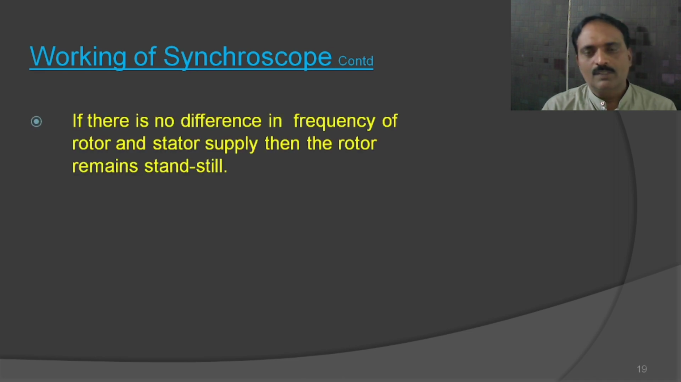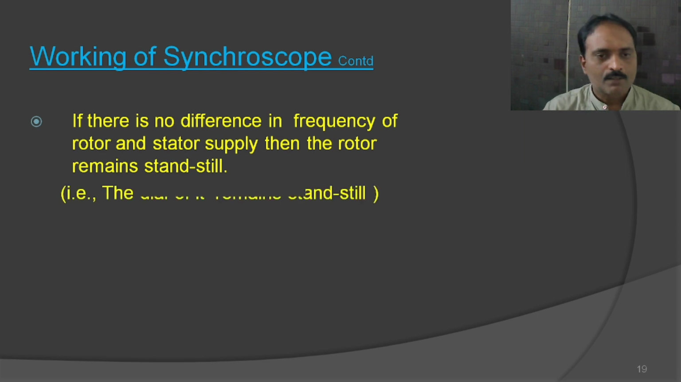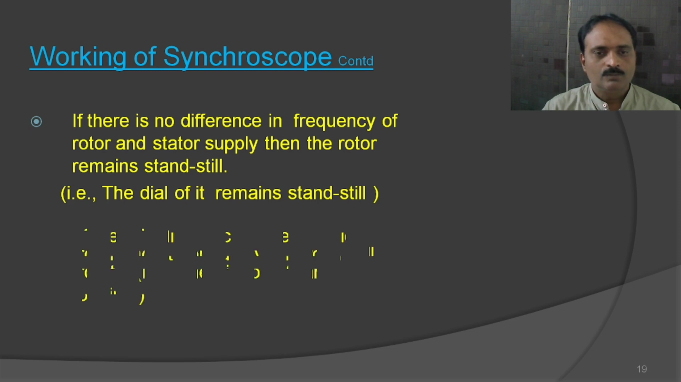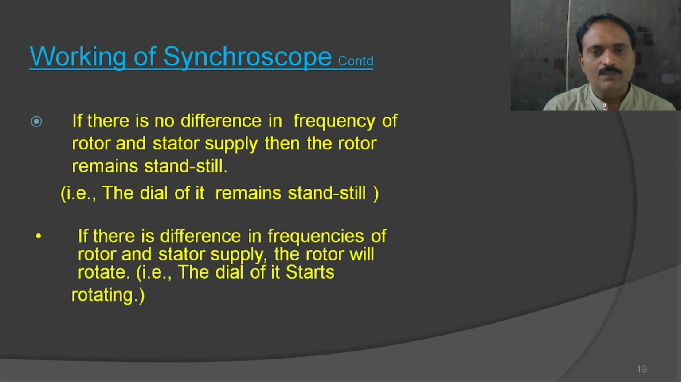So if no difference is there in the frequency, the rotor on stator, the pointer remains standstill, meaning it is going to show the 0 value. So in the middle position it is going to stay. If at all any difference in the frequencies is there, the rotor is going to rotate either clockwise or anti-clockwise, representing there is a difference in the frequency or speed.